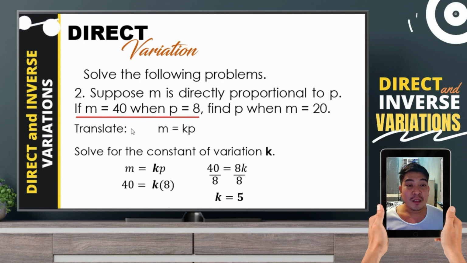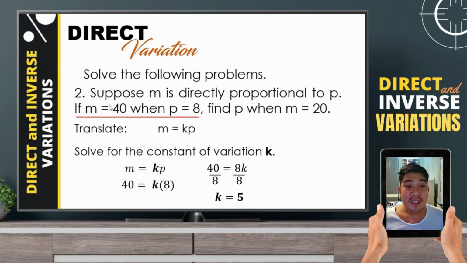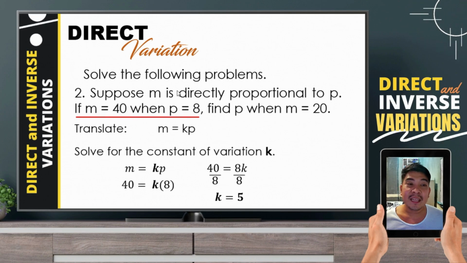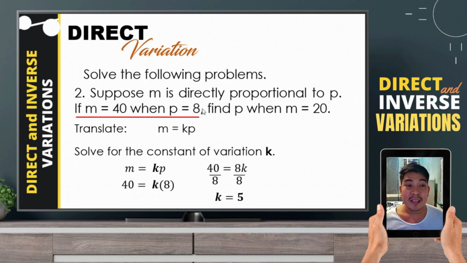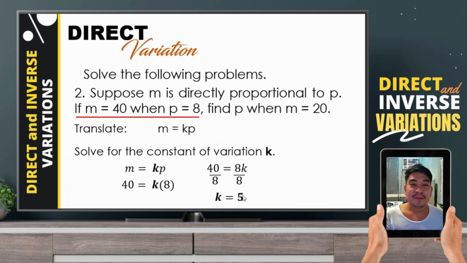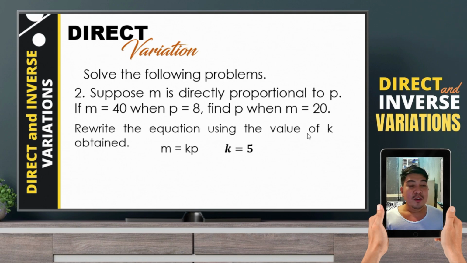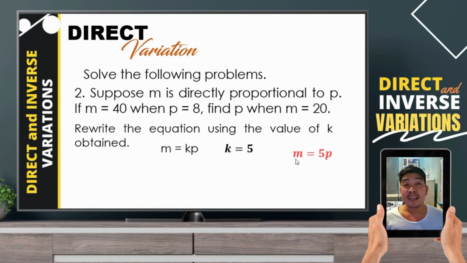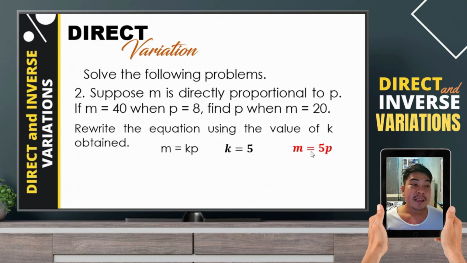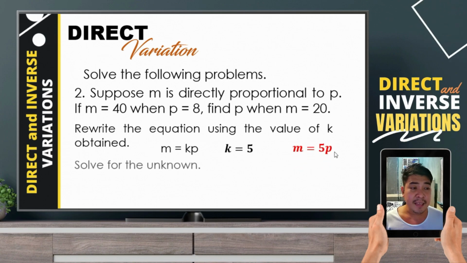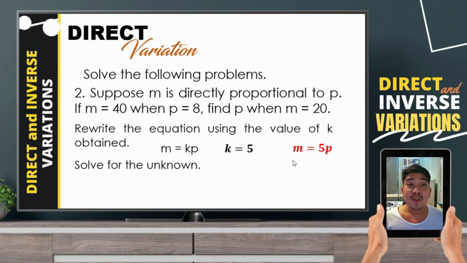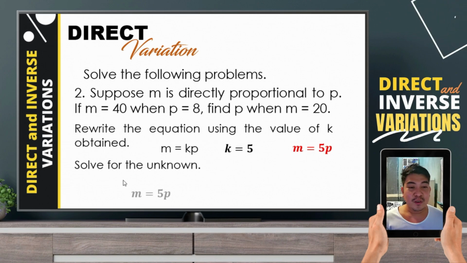To apply our shortcut, we need the first quantity, which is 40, divided by the second quantity, which is 8. We now have 5. So next, we need to rewrite the equation using the value of k obtained. So using our original equation, translation, k is equal to 5, substitute lang natin. So therefore, we now have m is equal to 5p. And then, out of this, kaya na natin kuhain yung mismong unknown. We need to solve for the unknown.